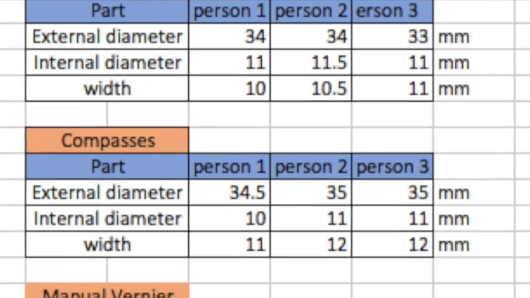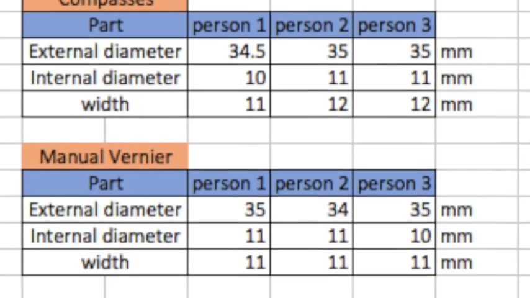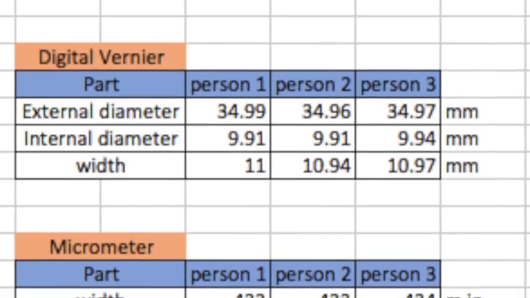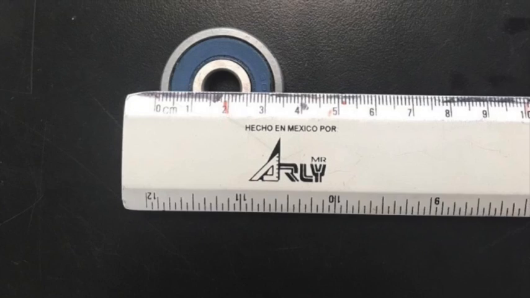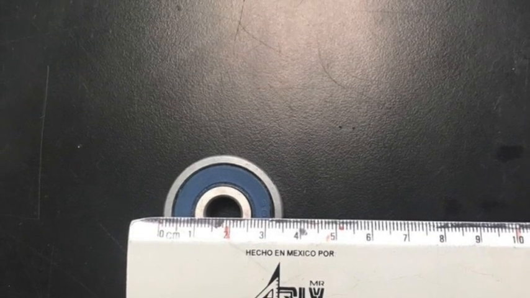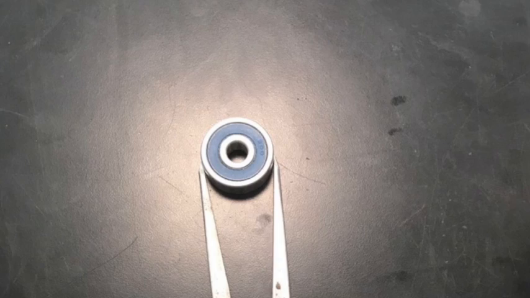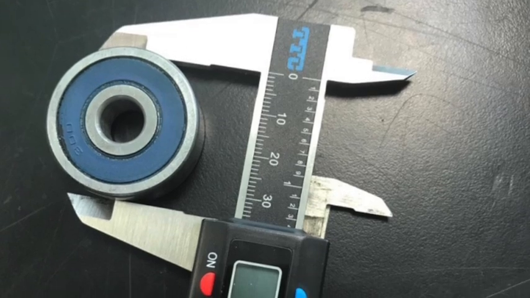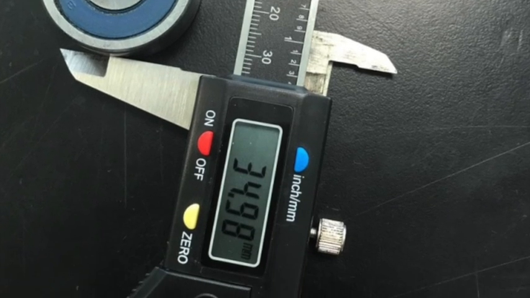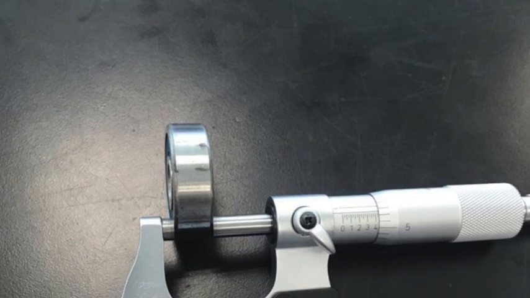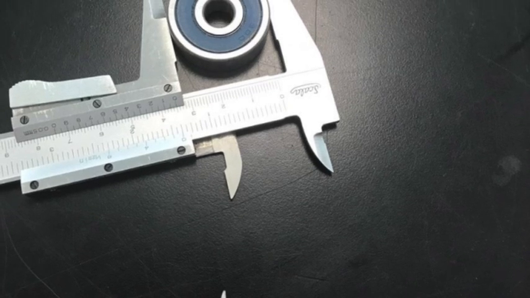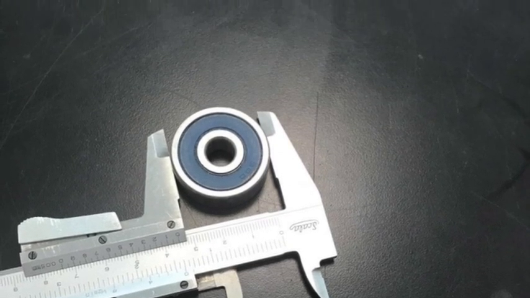Now, after seeing the measuring instruments, in this laboratory we have to measure mechanical pieces with each of the different instruments. We have to measure the external and internal diameter and also the width of these pieces. We have to do this procedure 3 times with 3 different persons. With this, we can see that each person gets different data.